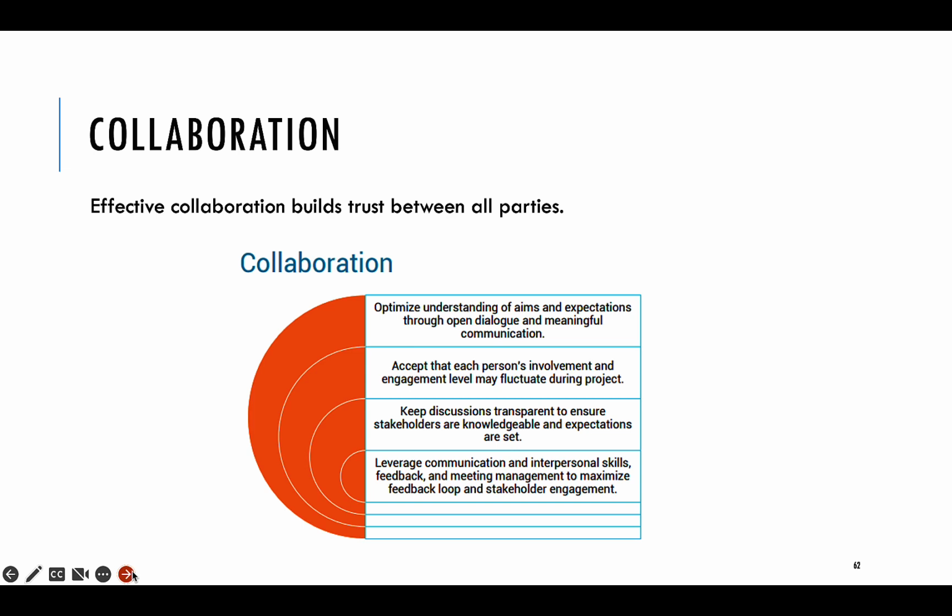Effective collaboration works to build trust between all parties. When you're collaborating, it optimizes the understanding of aims and expectations through open dialogue and meaningful communication. It's easy to accept that each person's involvement and engagement level may fluctuate during the project. You want to keep discussions transparent to ensure stakeholders are knowledgeable and expectations are set. And be sure to leverage communication and interpersonal skills, feedback, and meeting management to maximize the feedback loop and stakeholder engagement.